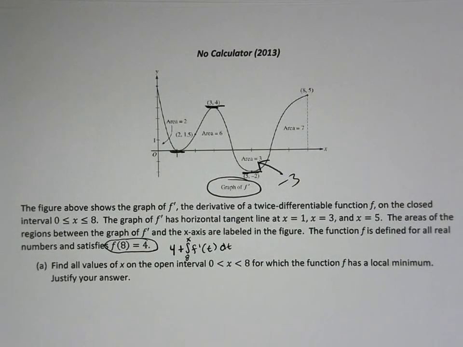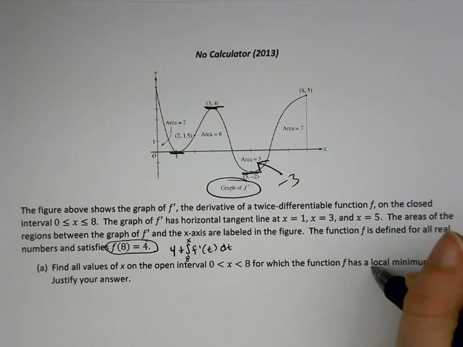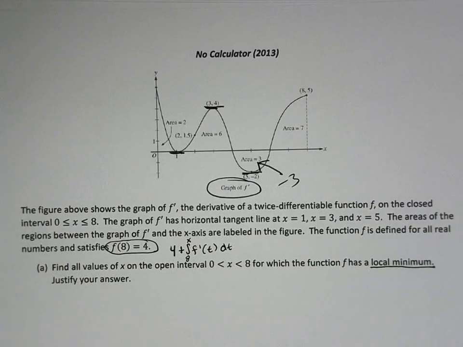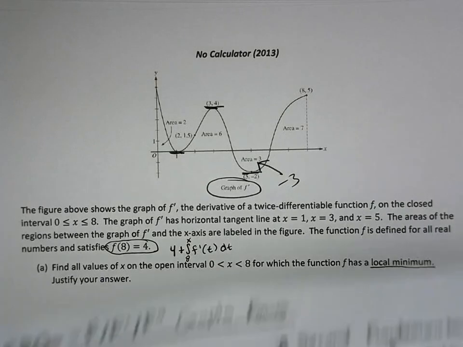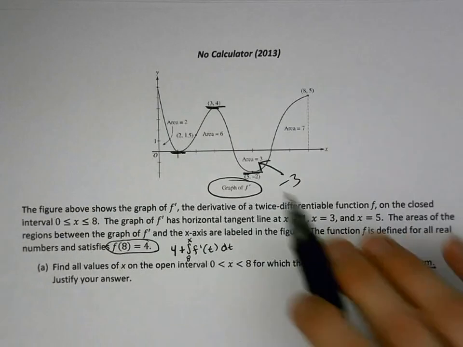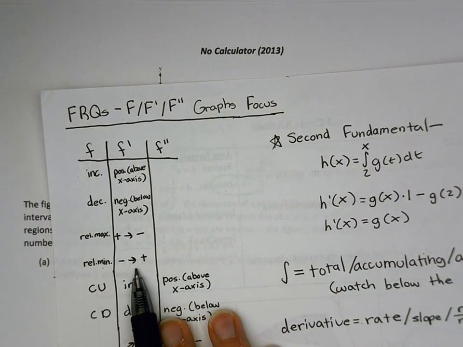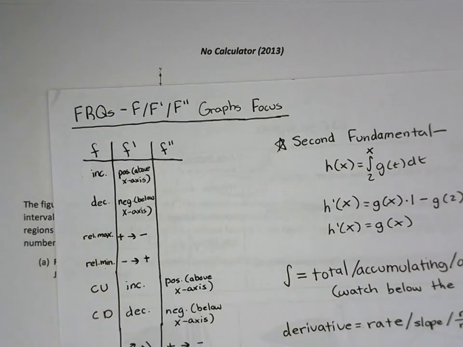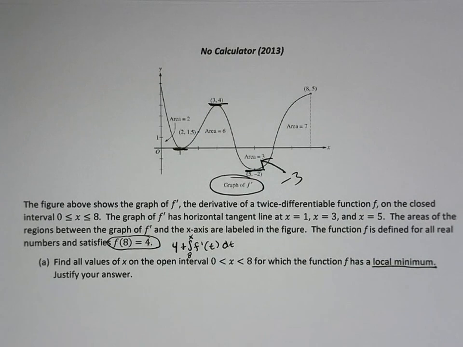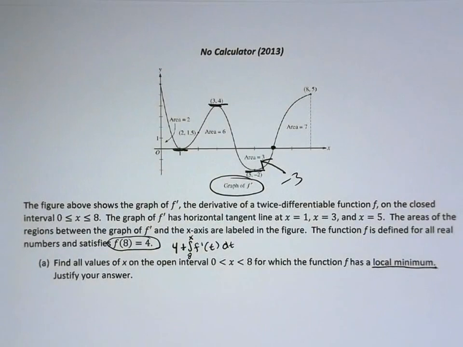Okay, sorry. A, find all values of x on the open interval 0 to 8 for which the function f has a local or relative minimum. Justify your answers. So, local or relative minimum here. Where does f have a relative minimum? Well, f has a relative minimum when f prime, which is what I'm looking at, again I'm looking at an f prime graph here, f has a relative minimum when f prime changes from negative to positive, below the x-axis to above the x-axis. And so where do we see that? We see that occur right here at x equals 6. Okay?